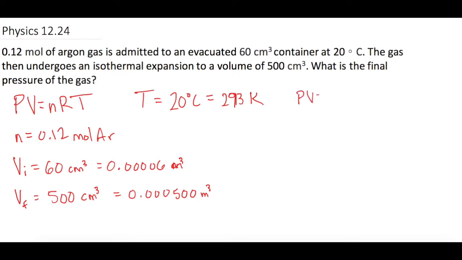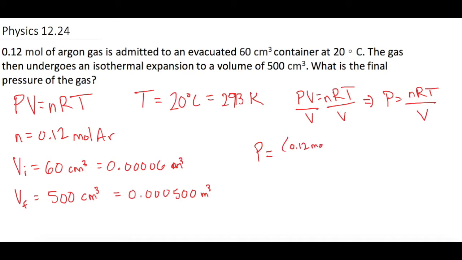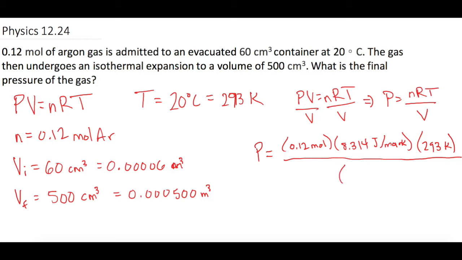If we have PV equals nRT, we want the final pressure, so let's divide both sides by volume. So P is equal to nRT over volume. Now that we have pressure isolated, let's plug it all in. So pressure is equal to 0.12 moles times the R value, which is 8.314 joules per mole K, times the temperature, which we said was 293 Kelvin. And then we're dividing all of that by the final volume.